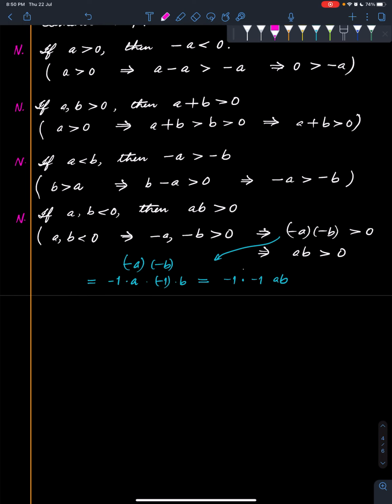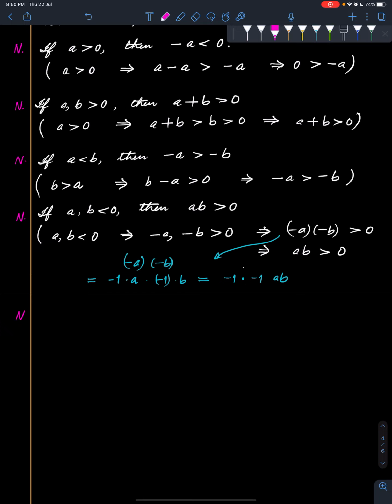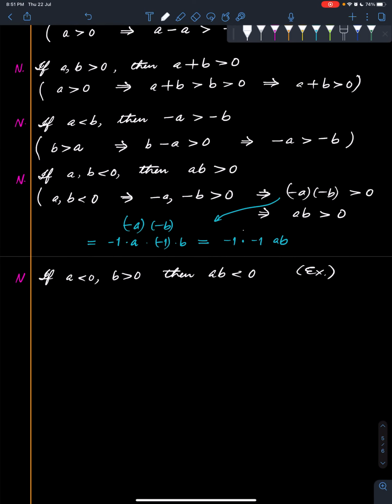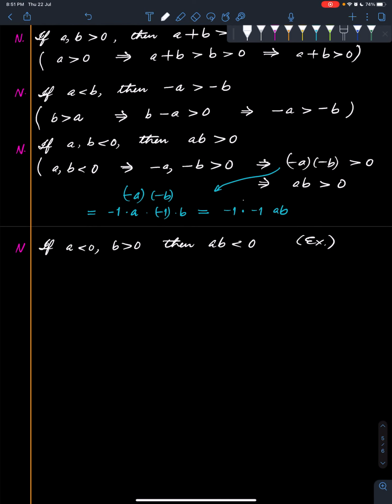And now for another, this one is an exercise. It follows from the previous thing. So if a is negative but b is positive, then ab is negative. This is an exercise. And suppose a is non-zero, then its square is positive.